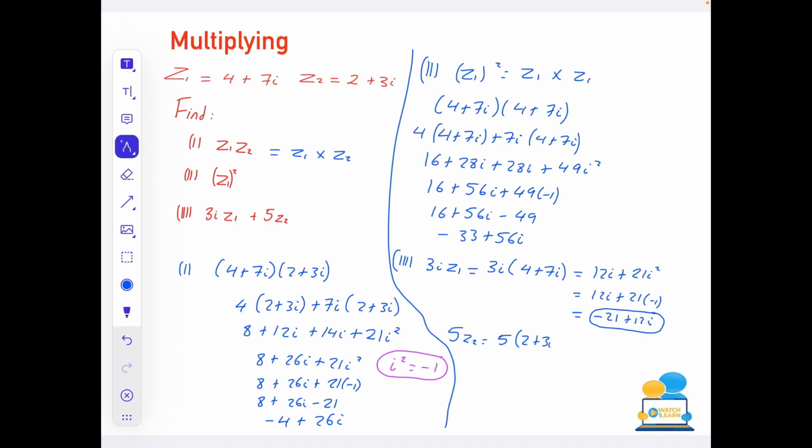All this means is 5 multiplied by z2, which is 2 plus 3i, which is equal to 10 plus 15i. And what do I want to do now? I want to add those together, because my question was 3i z1 plus 5 z2. So when I add these together, minus 21 plus 10 is going to give me minus 11. And then 12i plus 15i will give me 27i as my final answer.